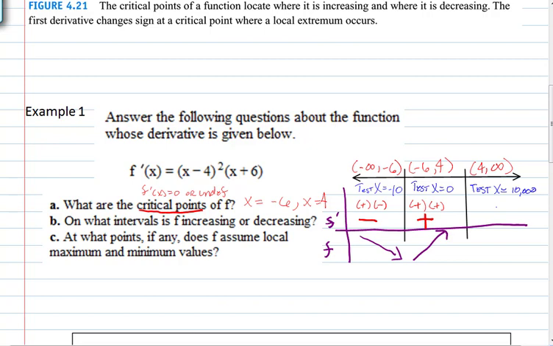A billion. A billion minus 4 squared is a really big positive number. A billion plus 6 is a really big positive number. The whole thing is positive, so what's the shape of the function? Increasing.